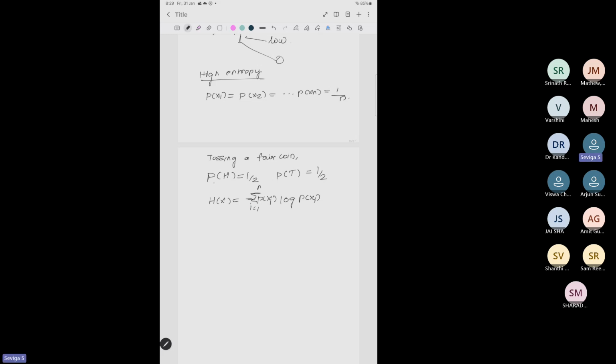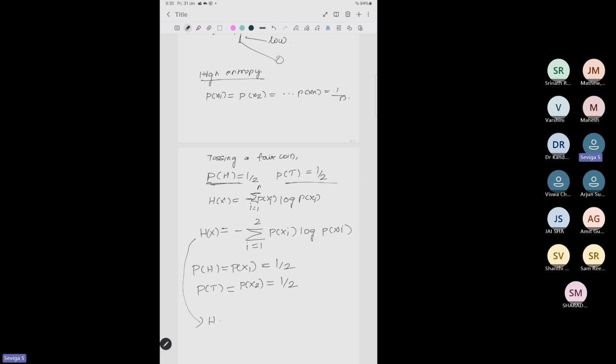So we have two probabilities. This is the first probability. This is the second probability. So how can I expand this? Let me expand. There are two, so i is equal to 1 to 2, P of xi log of P of xi. So P of h, I am writing it as P of x1. Instead of h, I am using the variable x1, which is 1 by 2. P of t, I am representing it as the second outcome, x2. So instead of t, I am writing it as x2, and that is equal to 1 by 2.